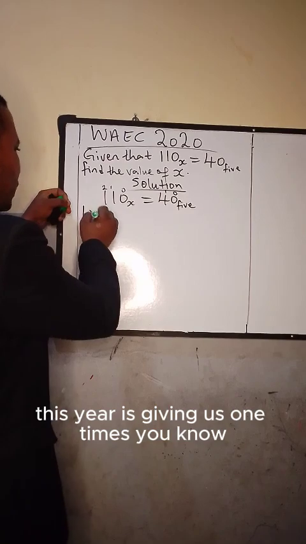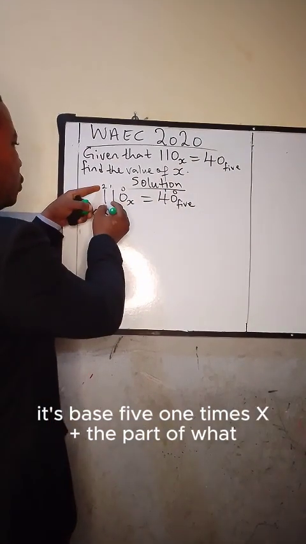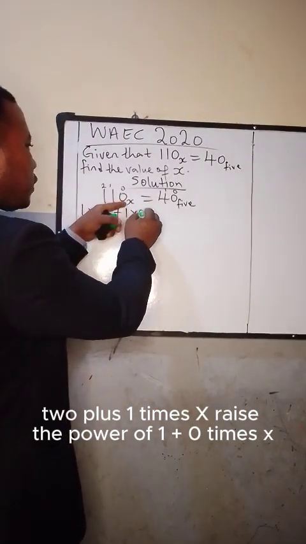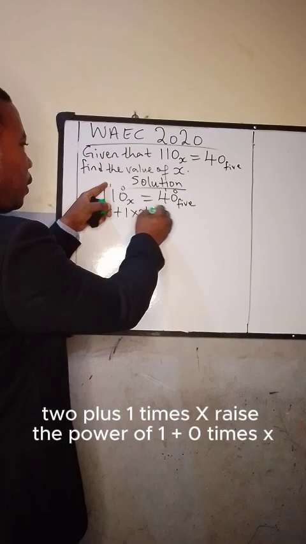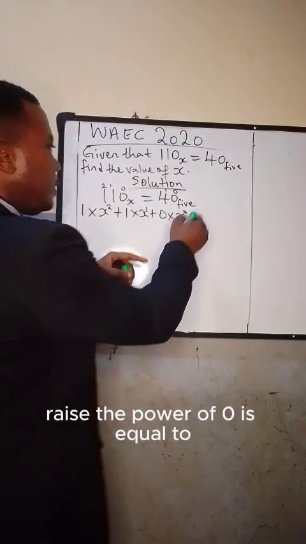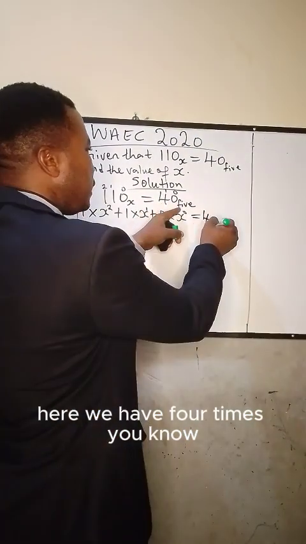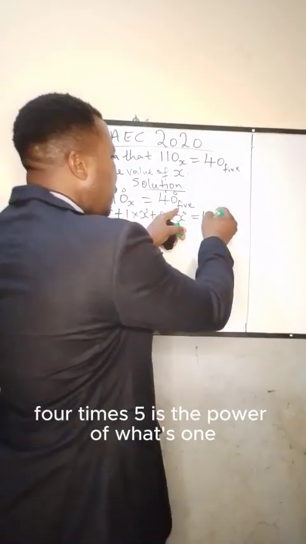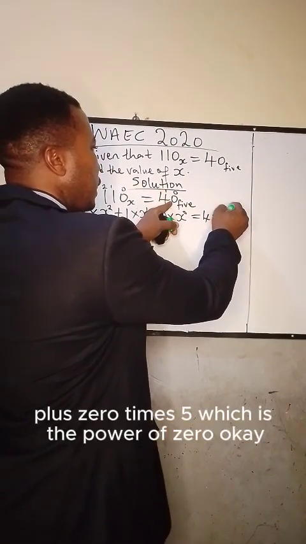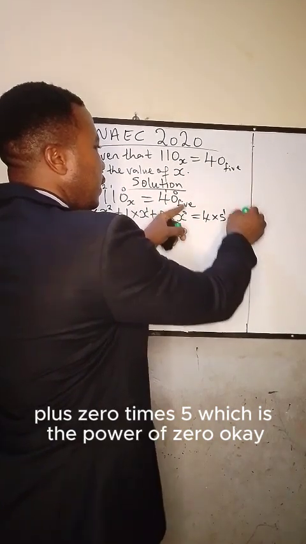This here is giving us 1 times x raised to the power of 2, plus 1 times x raised to the power of 1, plus 0 times x raised to the power of 0, is equal to, here we have 4 times, this side is base 5, 4 times 5 raised to the power of 1, plus 0 times 5 raised to the power of 0.